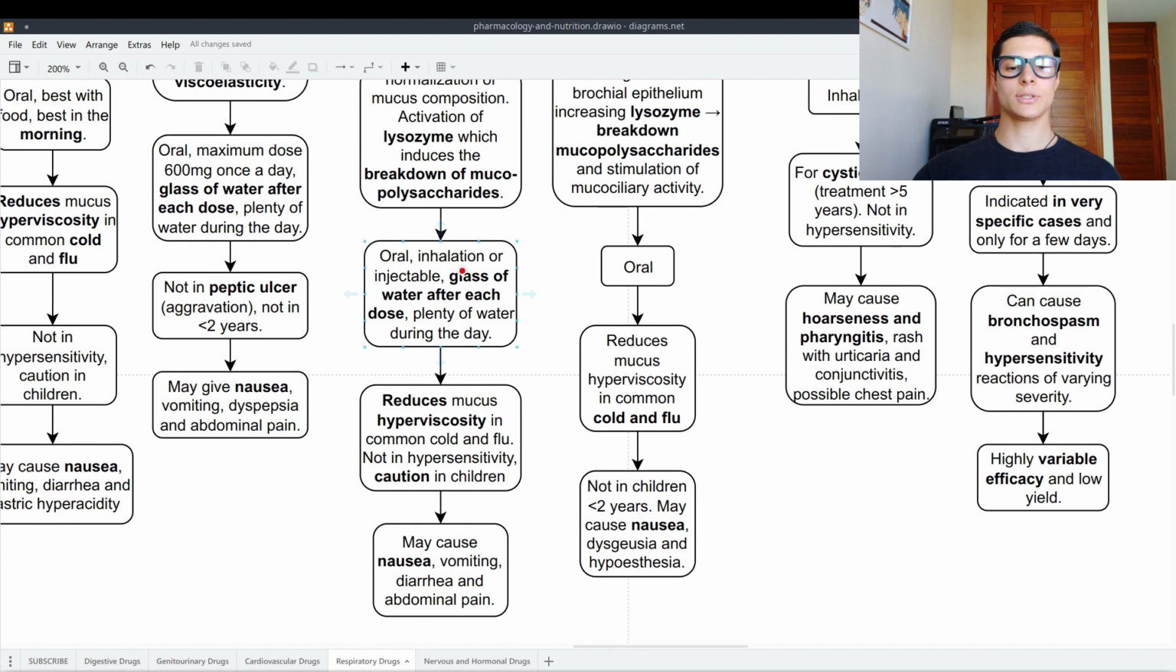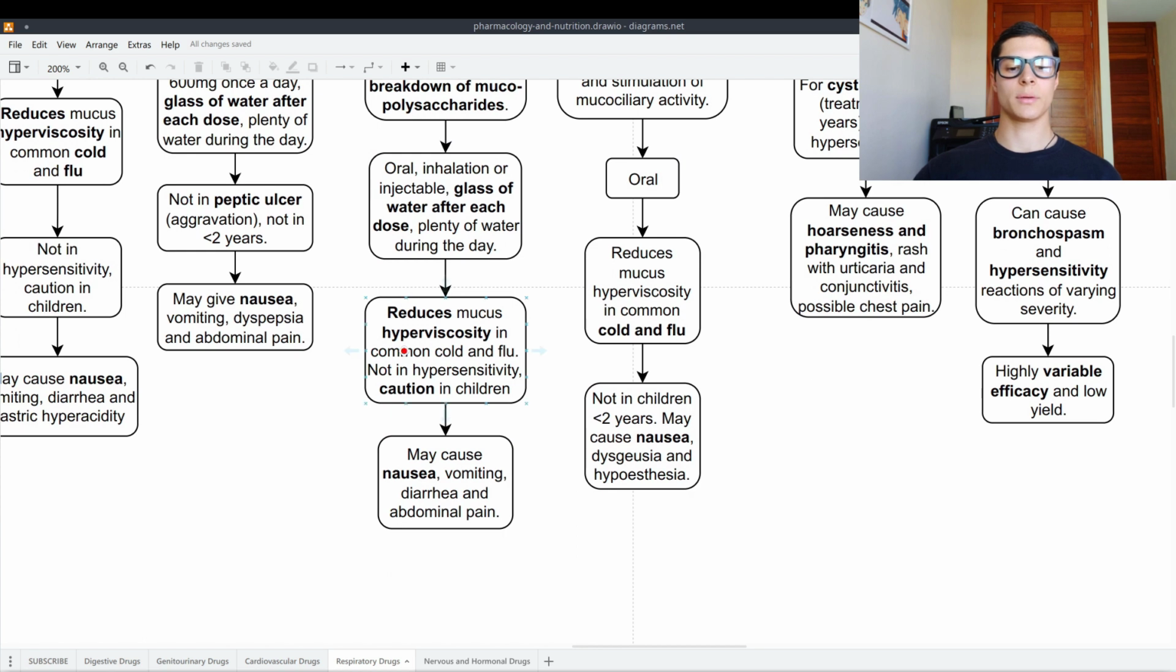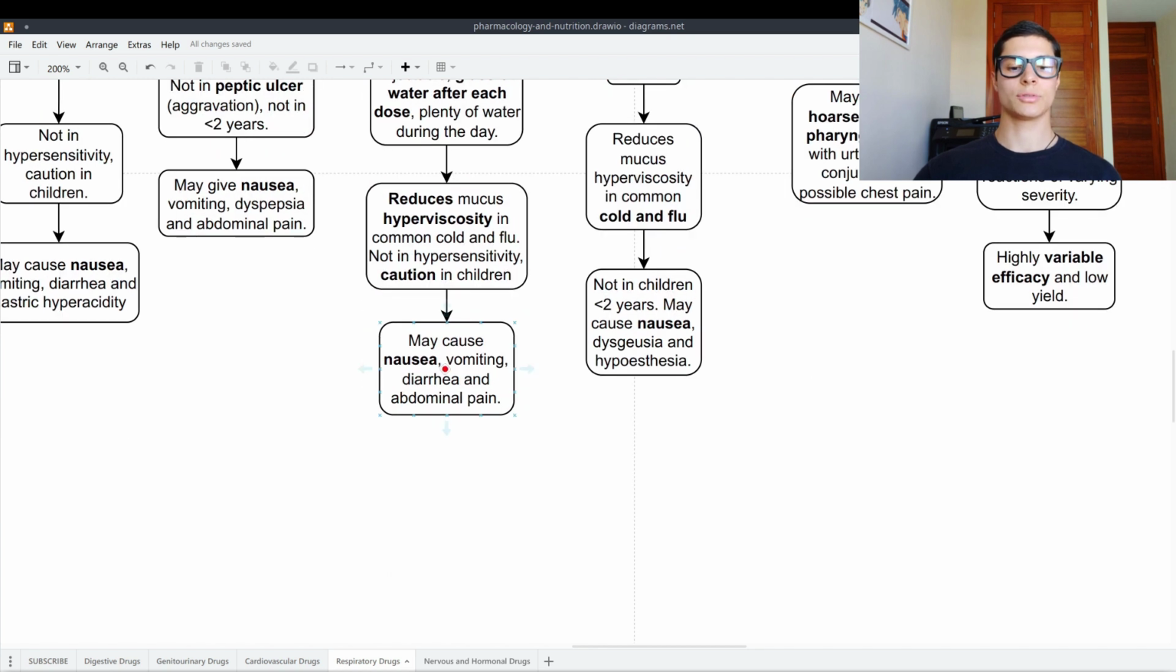How to take it? Orally, with an inhalation or injectable. Glass of water after each dose and plenty of water during the day. It reduces the mucus hyperviscosity in common cold and flu and not in hypersensitivity, caution with children. It may cause nausea, vomiting, diarrhea and abdominal pain.